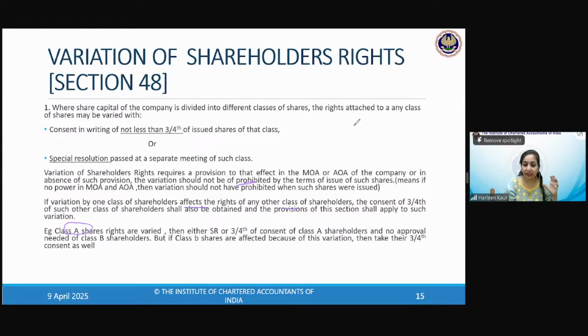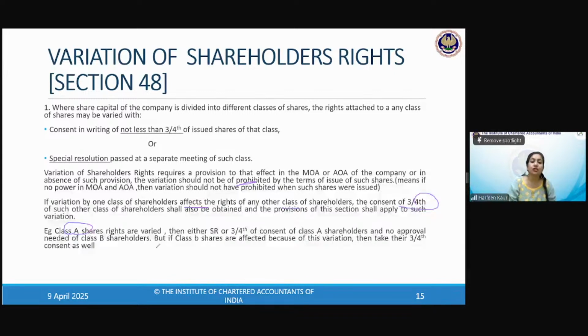Then if such effect is happening, then the other class of shareholders, consent of 3/4 of the shareholders shall also be taken. फिर आपको उनकी परमिशन भी लेनी पड़ेगी कि आपको कोई प्रॉब्लम तो नहीं है, हम इनके राइट्स वेरी कर रहे हैं, जिस वजह से आपके राइट्स में भी दिक्कत आ रही है. So you simply take their consent in writing, at least 3/4 of the shareholders in writing.